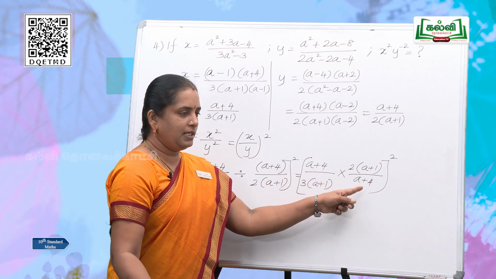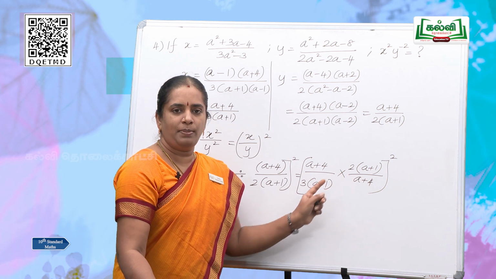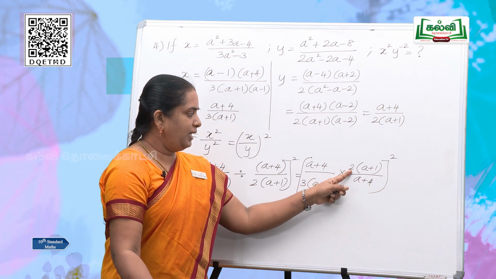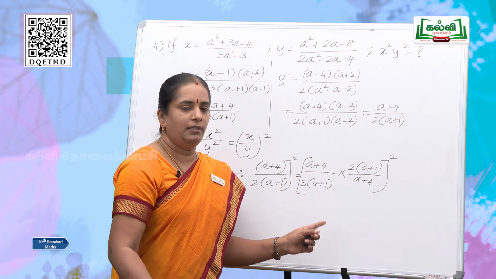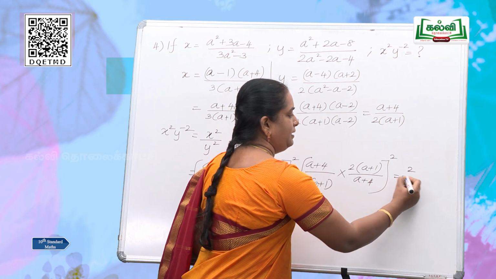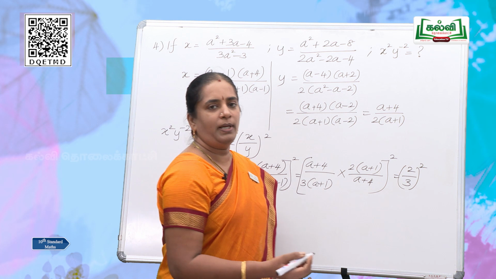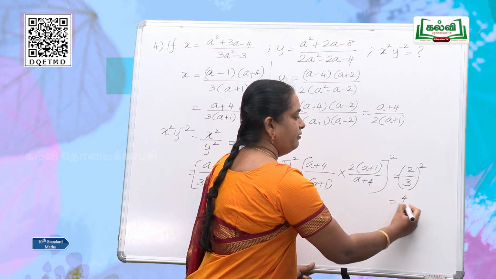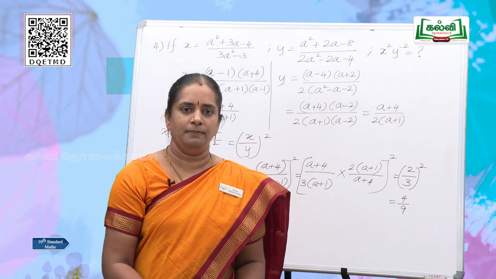We can cancel these two, a plus 4 and a plus 4 will get cancelled and also a plus 1. See, only 2 is remaining in the numerator and 3 in the denominator. So, it becomes 2 by 3 the whole square, or simply 4 by 9. So, our answer is 4 by 9. Can you understand this simplification?